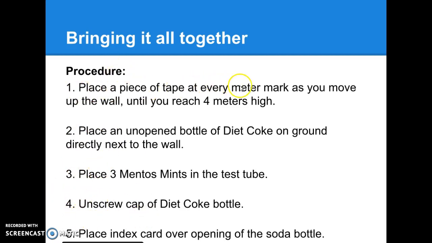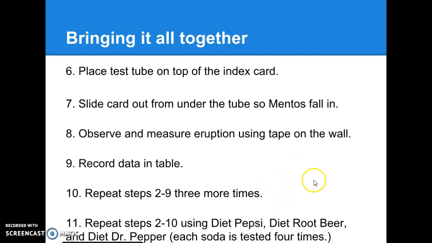Okay, place a piece of tape at every meter mark that you move up the wall until you reach 4 meters high. Place an unopened bottle of Diet Coke on the ground directly next to the wall. Place 3 Mentos into the test tube. Okay, this experiment is nicely set up because of the procedure. You would be very easily able to follow this.